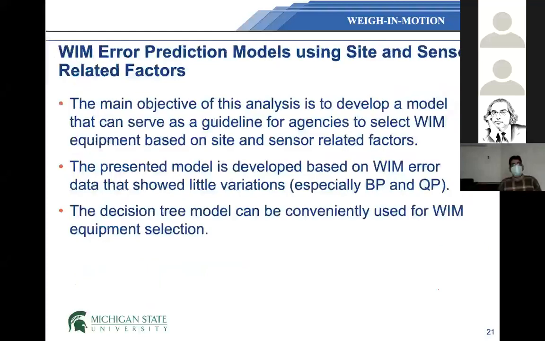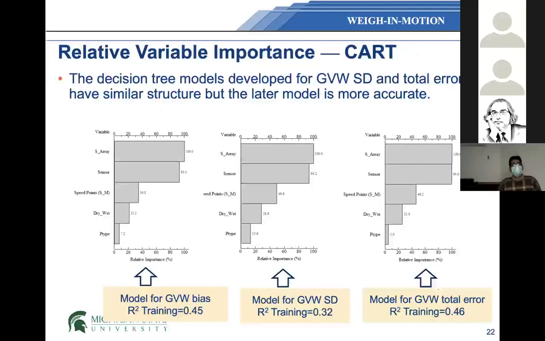Okay, now what we wanted to do is quantify from the data how we can select a site so that we can improve the accuracy. These can serve as a guideline for agencies to select the WIM equipment based on the site and the sensor related factors. So we developed some decision trees based on the data. That will show us that if I want to install a different type of sensor, what the site characteristics should be.